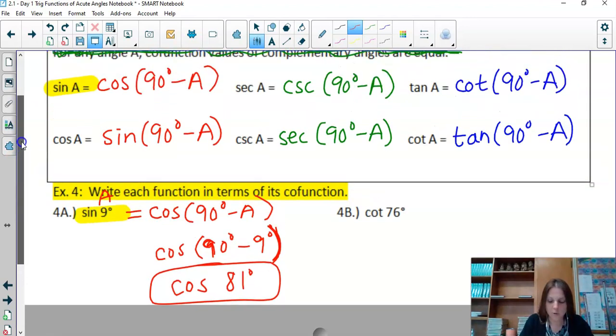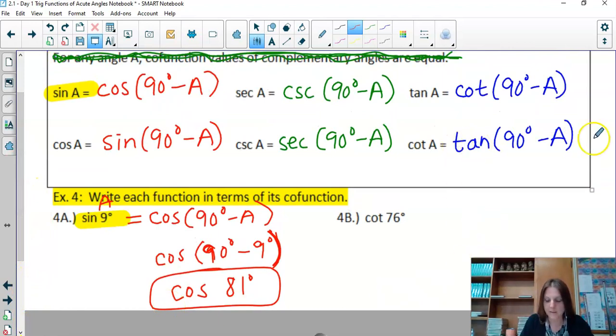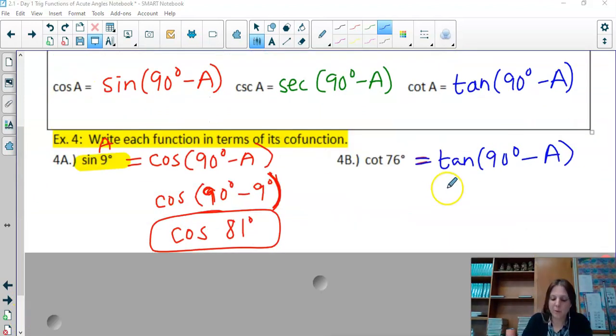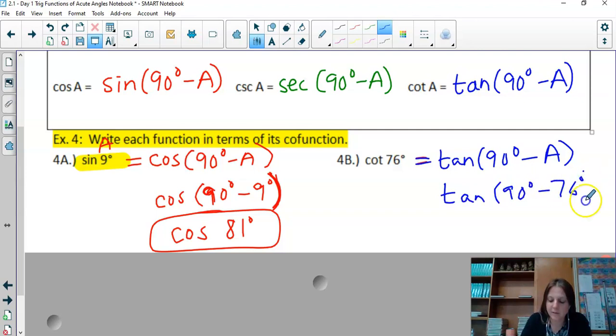Go ahead and identify the cotangent. What does that equal? And write down that cofunction and see if you can plug it in. Okay, so here's what I have so far. And I'm going to plug in tangent of 90 degrees minus 76. If you do the subtraction, you end up with 14 degrees.